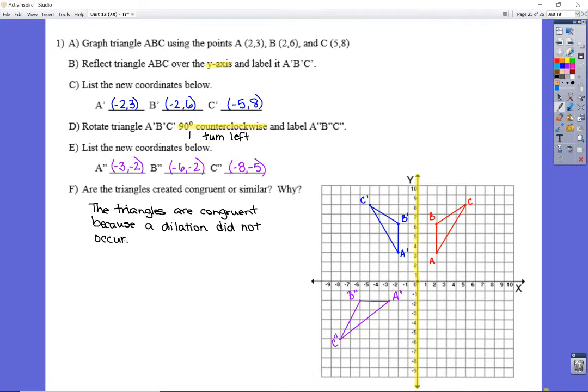So recall that all of the transformations, a translation, a reflection, and a rotation produce congruent images, whereas as soon as you have a dilation, it makes an image bigger or smaller. That image is no longer congruent, but is similar.